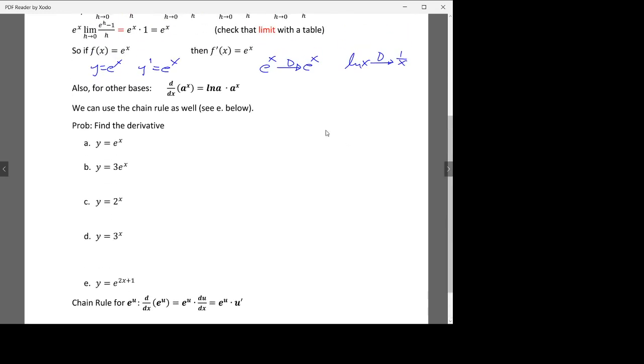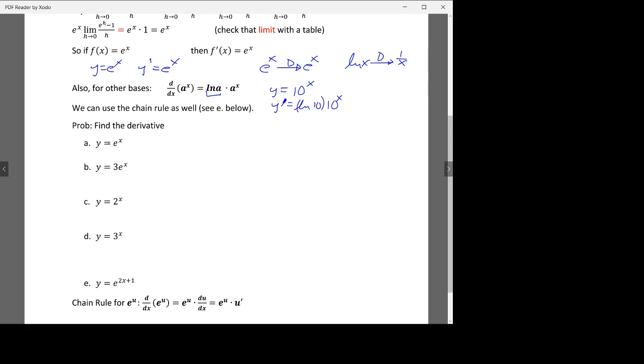And then for any other base, though, if you have a to the x, so let's say you had y equals 10 to the x power, that's an exponential function with a base of 10, then the derivative of that would be kind of what you want, 10 to the x, right? Just like e to the x is its own derivative, but it's not e, so we have to do a little natural log of the base, so natural log of 10 times.